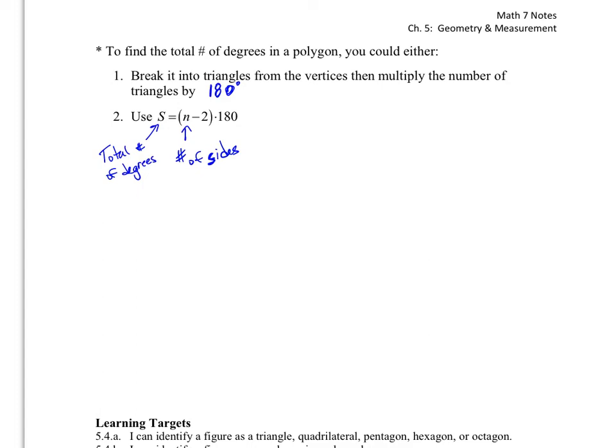Because if I said the figure has 10 sides, you could probably draw a 10-sided figure, right? You could: 1, 2, 3, 4, 5, 6, 7, 8, 9, 10. And I could break this into triangles. 1 triangle, 2 triangles, 3 triangles, 4 triangles, 5 triangles, 6 triangles, 7 triangles.